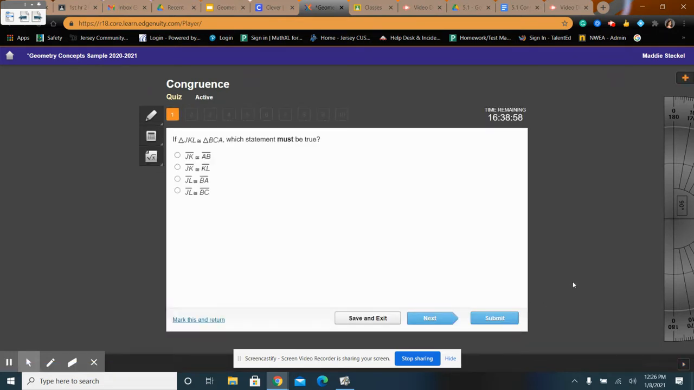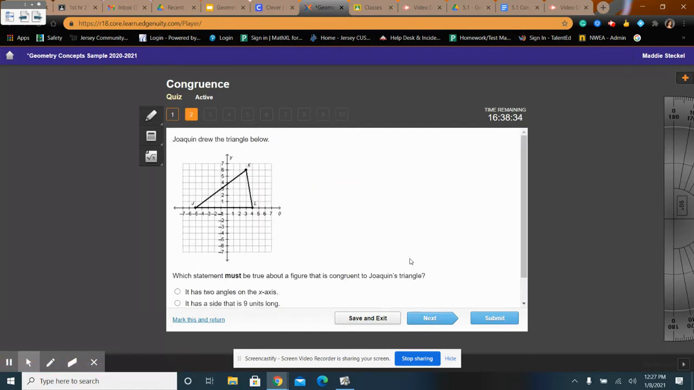Okay, so they give us a statement and we've got to see which parts match up. So let's take a look here. We have JK, which is first and second. That should match with B and C. JK does not match with AB, so that can't be right. JK cannot match with KL, so that's not right. Now they say JL. How about JL? First, last should be with BA. This is the one that's right, and we can move on once you find it.